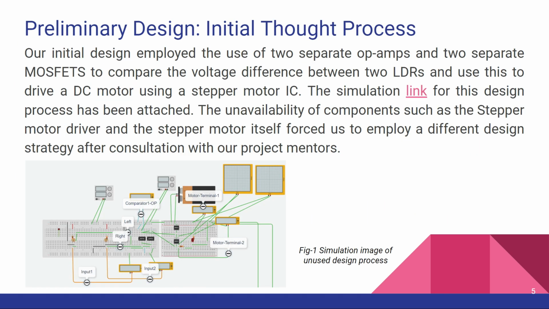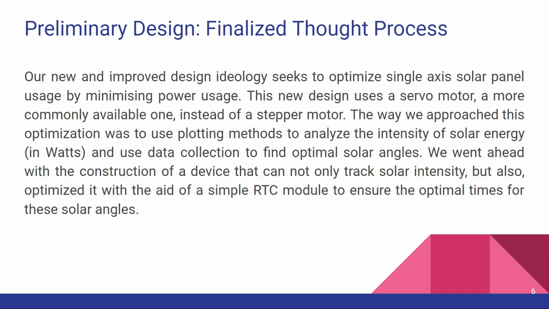Here I want to talk about the preliminary design and initial thought process. Our initial design employed two separate op-amps to compare the voltage difference between the two LDRs and use this to drive a DC motor using a stepper motor IC. Two MOSFETs were included to amplify this voltage. The unavailability of components such as the stepper motor driver and the stepper motor itself forced us to employ a different design strategy after consultation with our project mentors. The image shows the simulation image and our circuit design for our initial thought process.